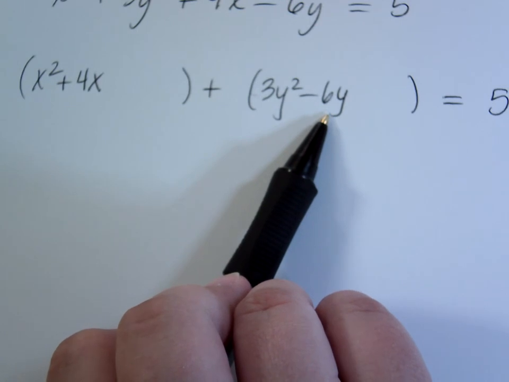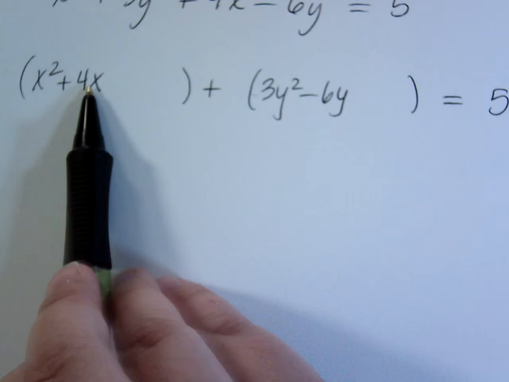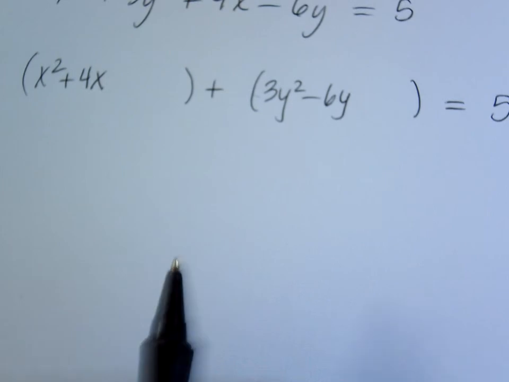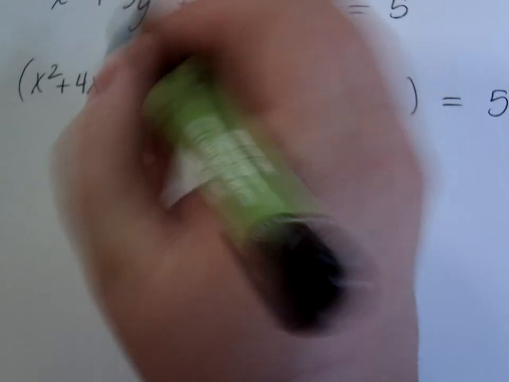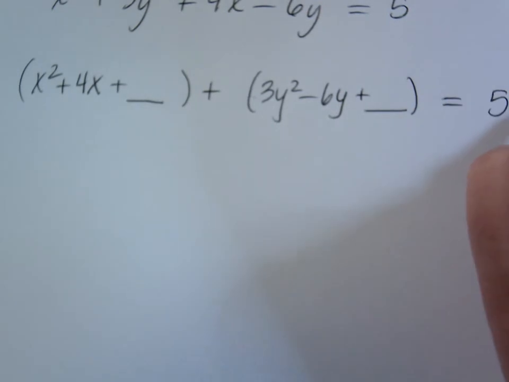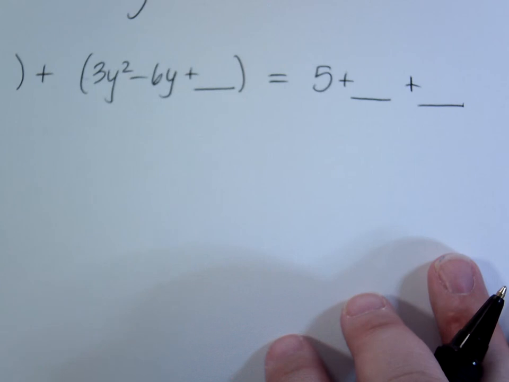If the only x's I saw were squared, then I could write that as x minus 0 squared and I'd be done. That would be a complete square. But if you have a plain x or a plain y term, you're going to have to complete the square for those. So I'm going to go ahead and put plus and put blanks here because I'm going to need to complete the square. So put some blanks over to the right as well.